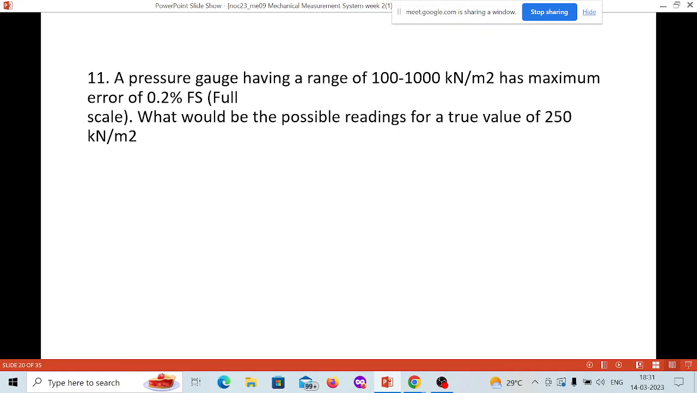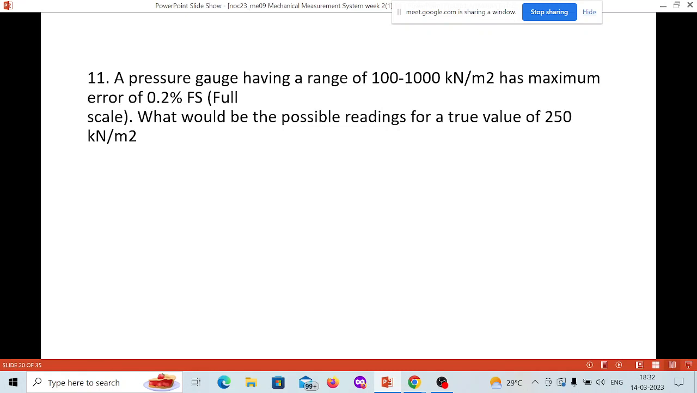What would be the possible readings for a true value of 250 kilonewton per meter square? I repeat the question. A pressure gauge having a range of 100 to 1000 kilonewton per meter square. So you have a pressure gauge, you have to measure pressure. The minimum value is 100, the maximum pressure which you can measure is 1000 kilonewton per meter square. So that is the range in which the pressure can be measured.